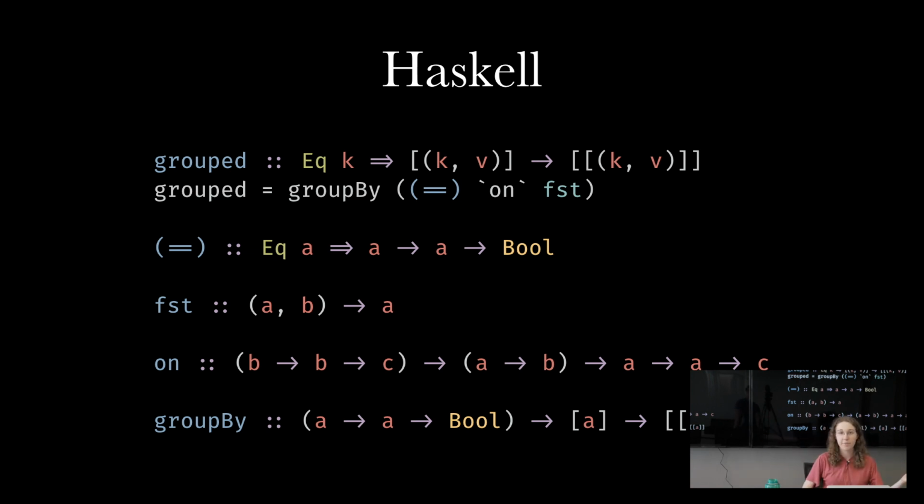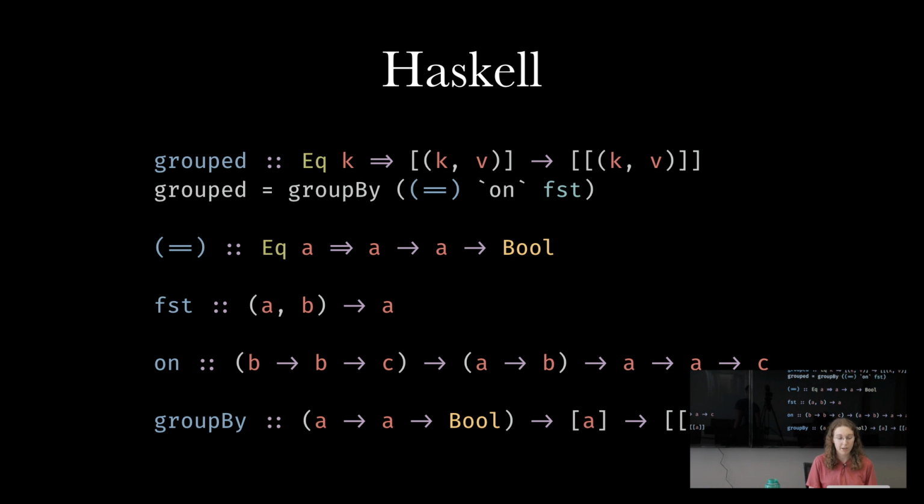Given an A and another A, you get a bool. So if they're the same, you get true. If they're not the same, you get false. The first function is also really simple. You give a tuple of A and B, you get an A. It's not very complicated. But the second two functions are a little bit more complex.